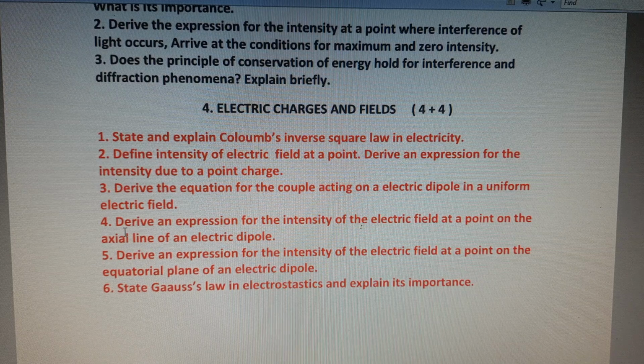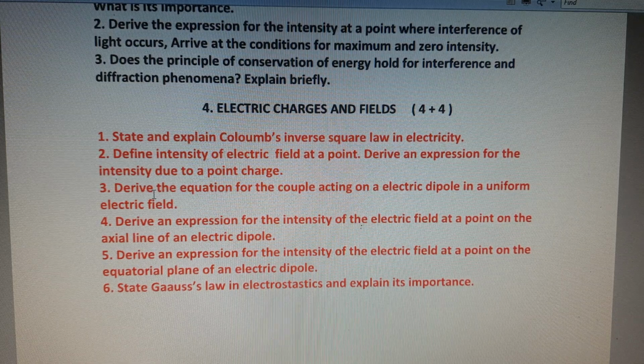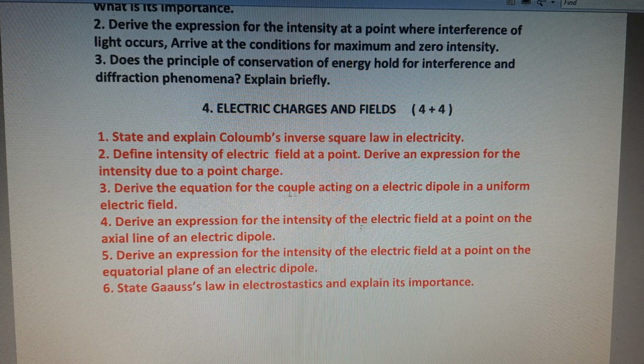The first question is: state and explain Coulomb's inverse square law in electricity. And the second question: define intensity of electric field at a point. Derive an expression for the intensity due to a point charge. Next, the third one: derive the equation for the couple acting on an electric dipole in a uniform electric field.